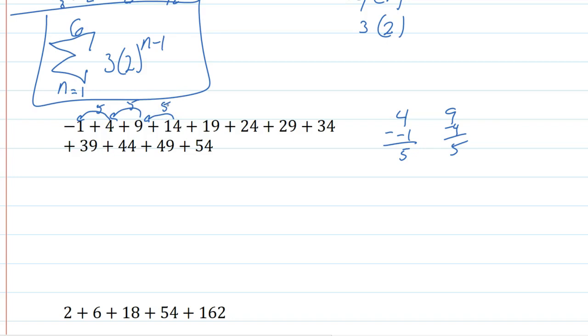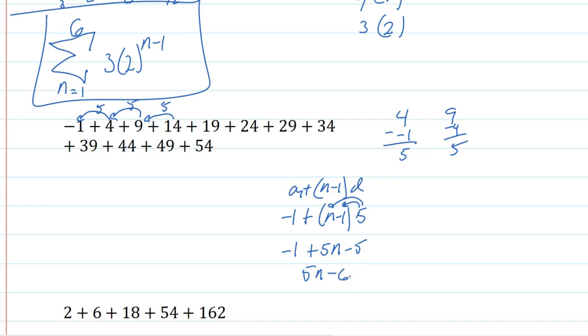So I know I have a common difference of 5. So I'm going to use my arithmetic sequence: a1 plus n minus 1 times the difference. My first term is negative 1 plus n minus 1. My common difference is 5. Again, they want us to distribute and simplify. So I multiply the 5 all the way through. That gives me negative 1 plus 5n minus 5. That gives me 5n minus 6.